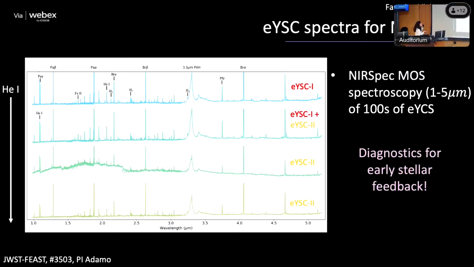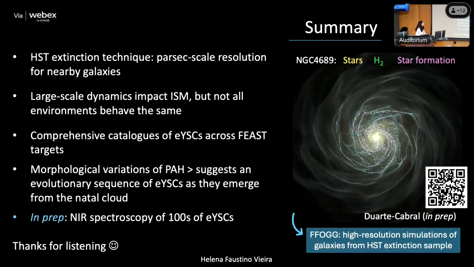I hope you can tell how beautiful these are and how just the sheer amount of lines, as well as the 3.3 micron PAH feature, which we see already some variations, but that's undergoing work. And this wavelength regime is actually fantastic because it gives us a lot of diagnostics for early stellar feedback. And with that, I come to the end of my talk.